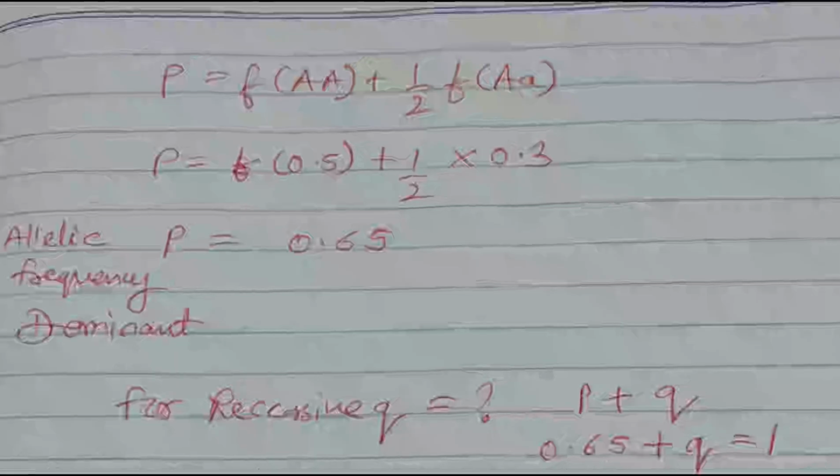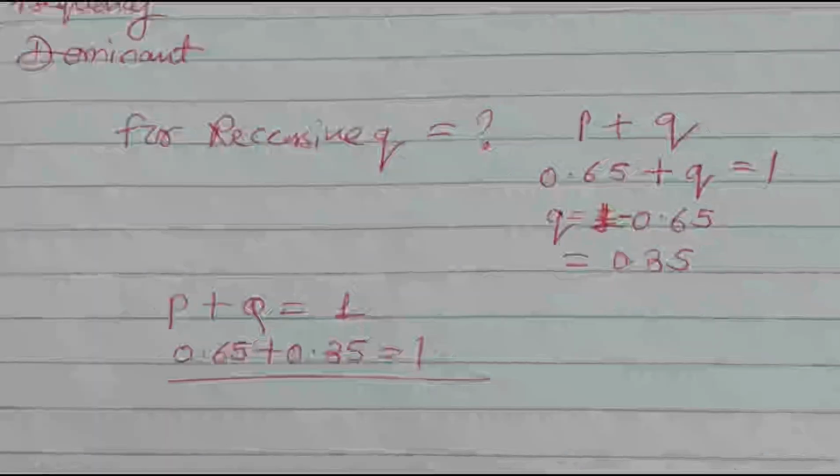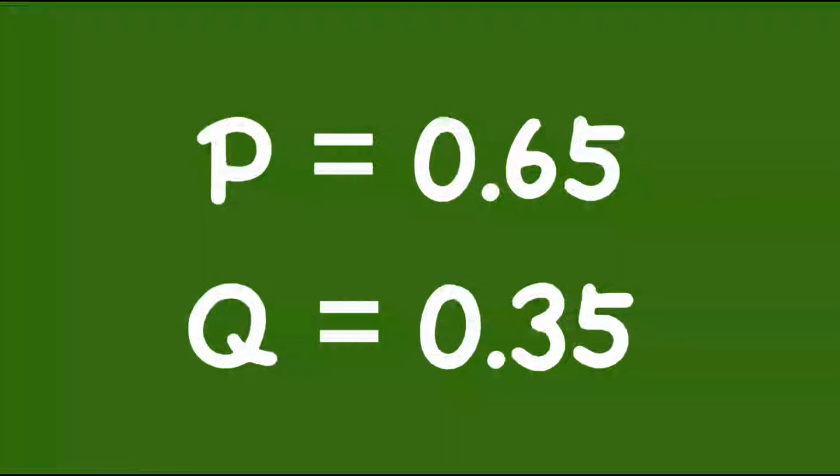Now by knowing this, we can also find out the recessive. Just by knowing the frequency of the dominant one, we can find out the recessive frequency, that is P plus Q is equal to 1, by putting in this formula 0.65 plus Q is equal to 1. So Q is equal to 1 minus 0.65. That's why Q is equal to 0.35. So we can add P plus Q is equal to 1, so that comes out to be 1. So this is the correct answer. So 0.65 plus 0.35 is equal to 1. This is the allelic frequency for P and Q. For P it is 0.65 and for Q it is 0.35.